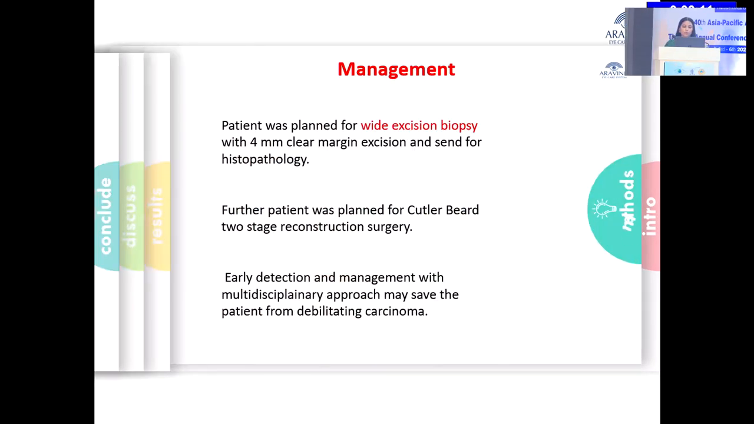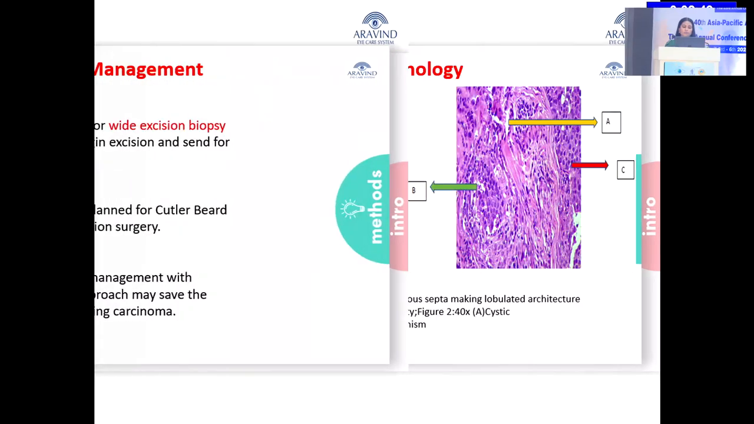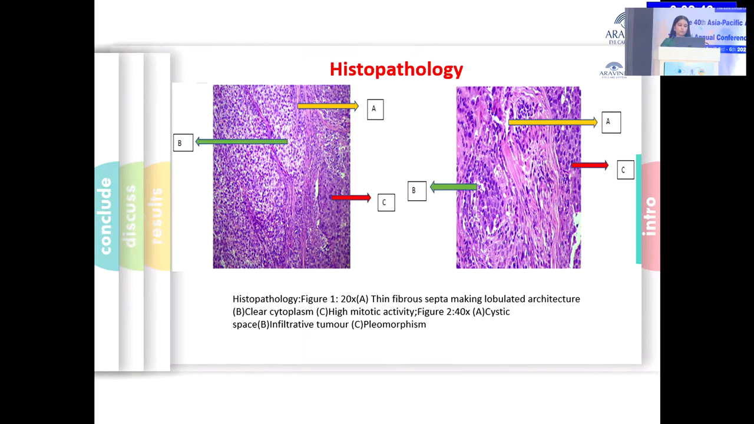Fundus was normal. Coming to the management part, the patient was planned for wide excision biopsy with 4 mm clear margin excision and sent for histopathology. Further, the patient was planned for Cutler-Beard 2-stage reconstruction surgery. Early detection and management with a multidisciplinary approach may save the patient from debilitating carcinomas. Here is the histopathology report. As we can see in image 1, the A is pointing towards the fibrous septa, making the multilobulated architecture. B is showing the clear cytoplasm and C is showing the high mitotic activity.